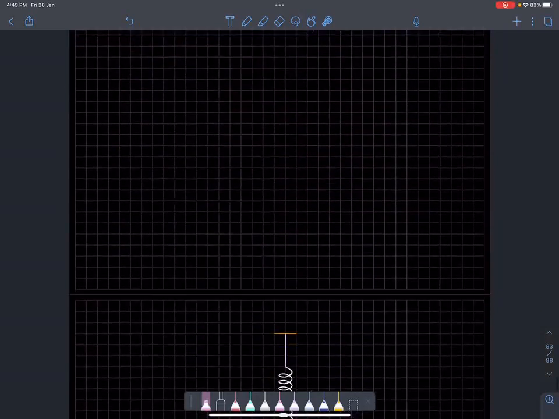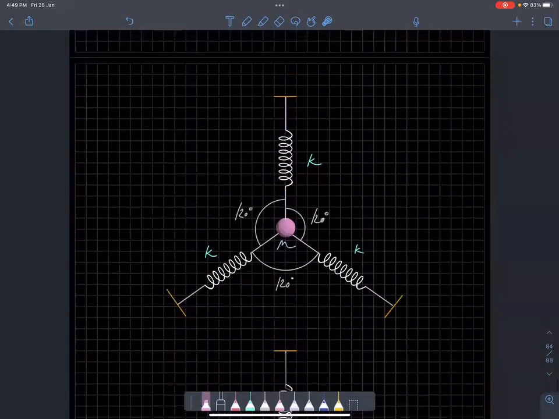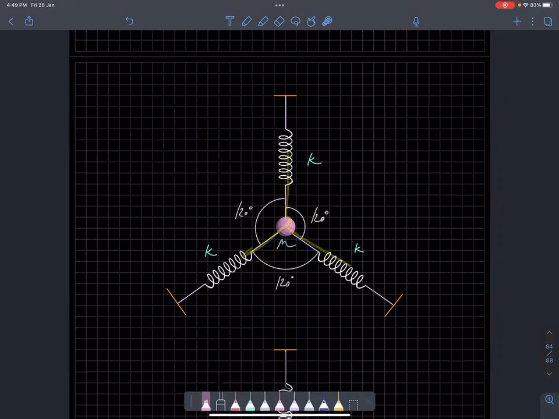Shall we proceed? Okay. So this system is a little bit complicated because three springs are attached in three different directions. In fact, they are making 120 degrees with each other. So there is some kind of symmetry here, like sp2 orbitals.